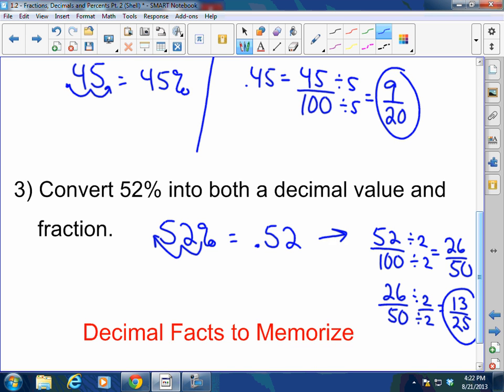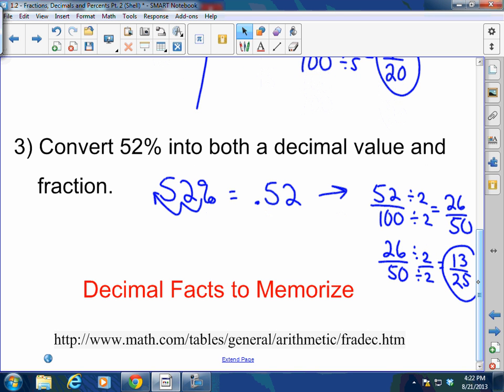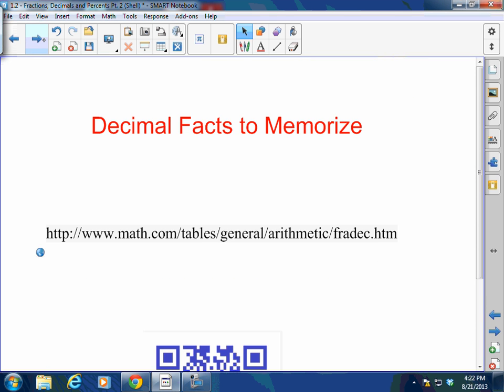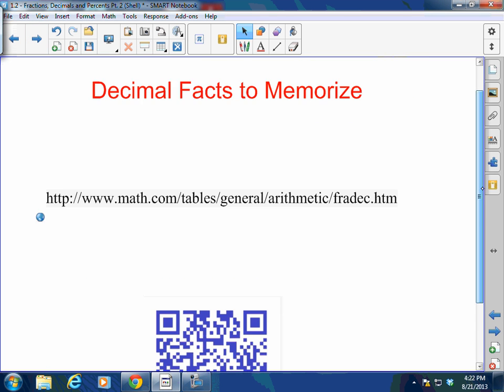And there you go. Now, I'm going to give you guys some decimal facts to memorize. I'm sorry, it's on the next page. Sorry, it's clearer on the next page. Sorry about that. Okay, decimal facts to memorize.